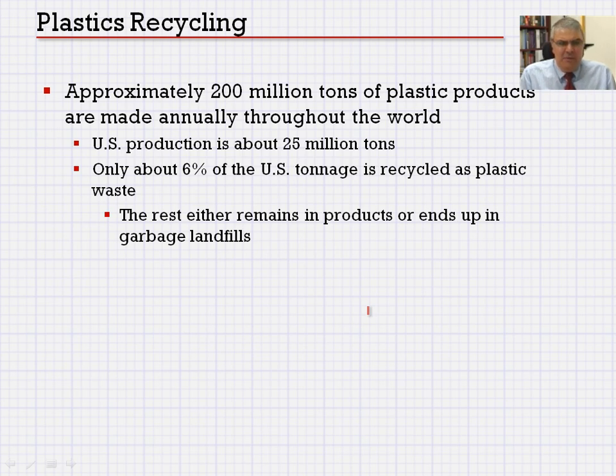Think about that number, it's really not much. 25 million tons times 0.06, and that'd be the end, right? 1% of 25 million would be 0.25. 6 times 0.25 is about 1 point some million, and that's about it.